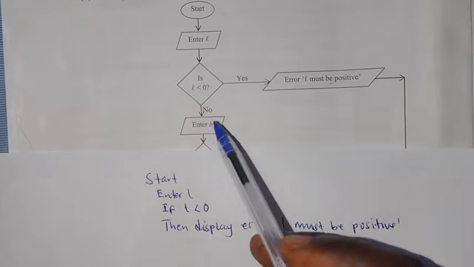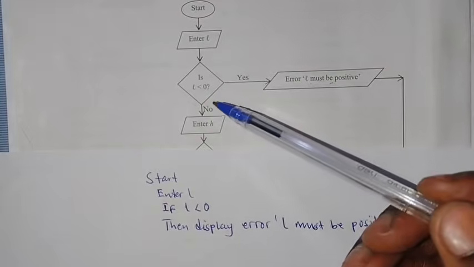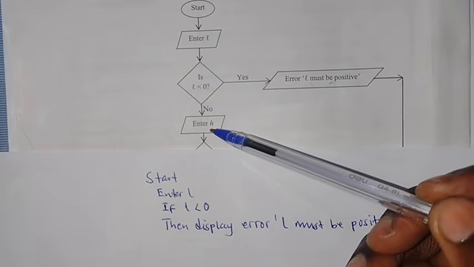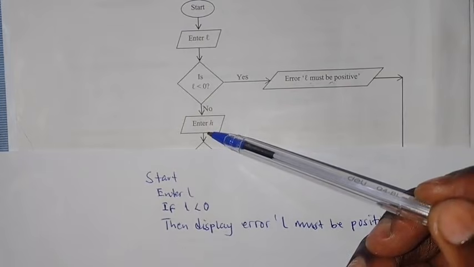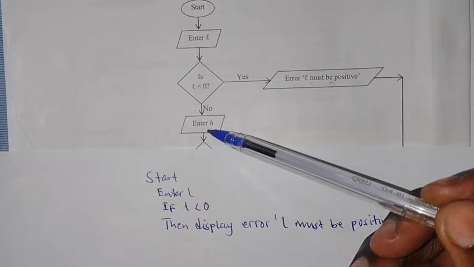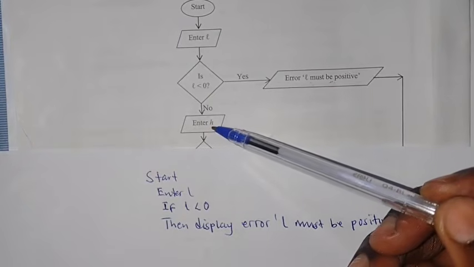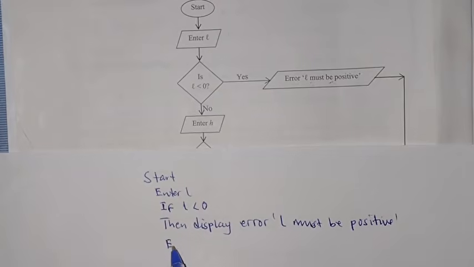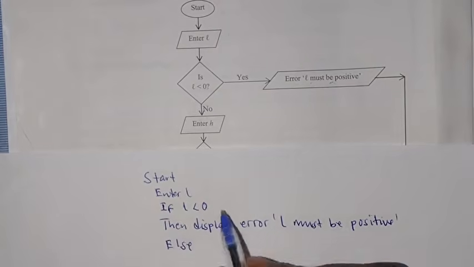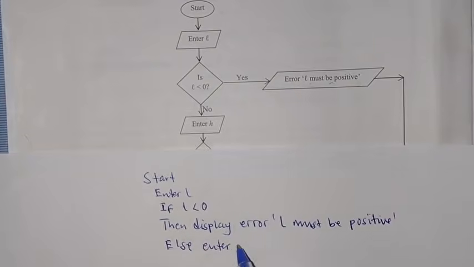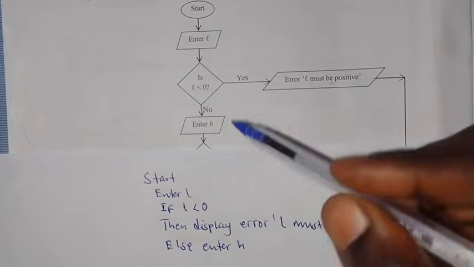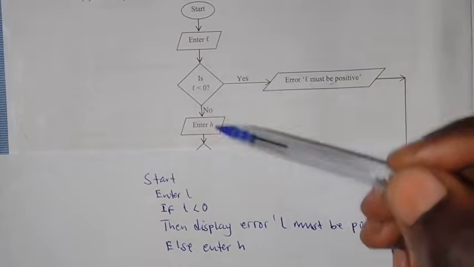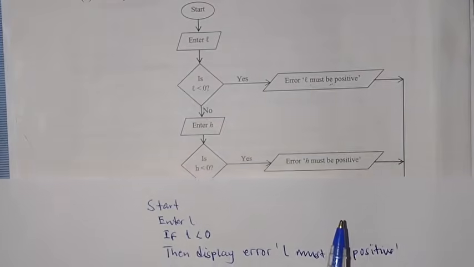Then we come to no. For no, we continue the program, because here we said enter L, and again there is enter H. So you are going to do the same, but now you are not just going to say enter H. You write else, enter H. This is written once you see that the two parallelogram shapes for enter, there are two. That's when you write this else. Then we can start following again.